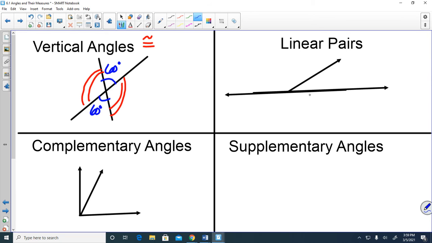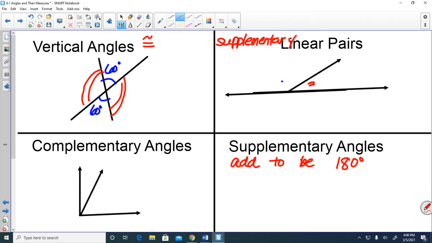Linear pairs are two angles, this one and this one, that make a straight line. So if I put them together, they form this nice straight line. Linear pairs are supplementary angles, S-U-P-P-L-E-M-E-N-T-A-R-Y, supplementary. Now, what are supplementary angles? Supplementary angles are angles that add to be 180 degrees. What's nice about a linear pair is that if you know one of them, you can figure out the other because they're supplementary.